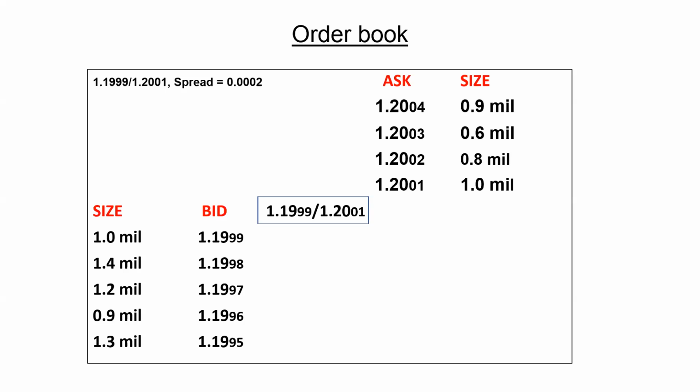Below the market, on the left-hand side, you can see the prices below the market. So 1.1999, 98, 97, 96, 95. And you can see the quantities that people are willing to buy at those prices if the market goes down to those levels.